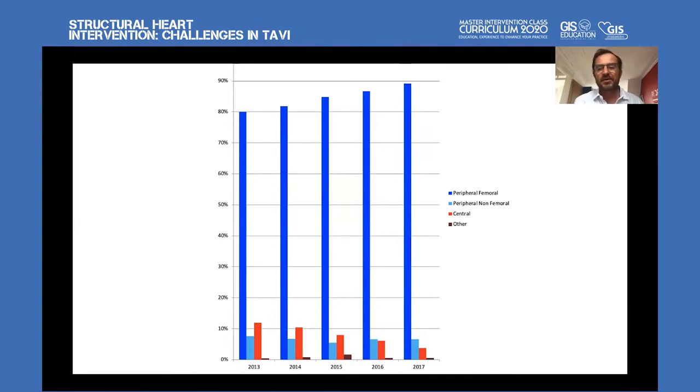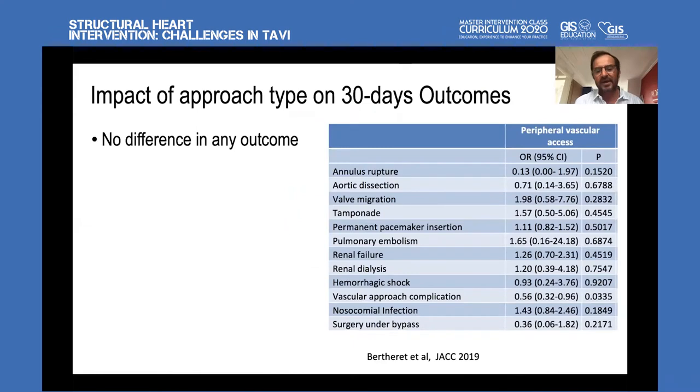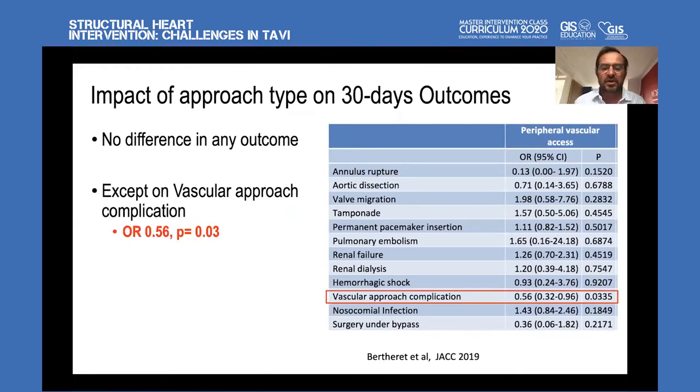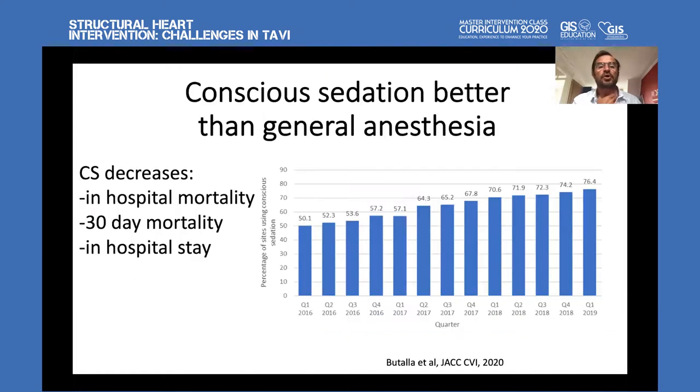You may have some reluctance, but when you look at this data, I will summarize because I have no time. There was no difference in annulus rupture, dissection, valve migration, tamponade, or stroke, but for vascular approach complications, you have significantly more femoral complications than with carotid or subclavian. The challenge is to decide with your group and your anesthesiologist to go to conscious sedation instead of general anesthesia.